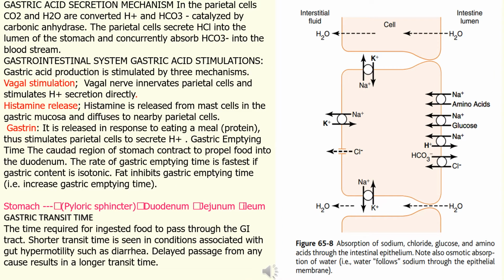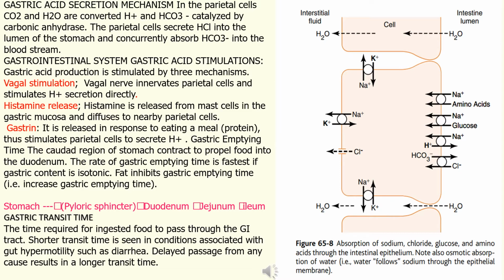Gastric acid secretion mechanism. In the parietal cells, carbon dioxide and water are converted into hydronium ion and bicarbonate ion, catalyzed by the enzyme carbonic anhydrase. The parietal cells secrete HCl into the lumen of the stomach and concurrently absorb bicarbonate into the bloodstream.